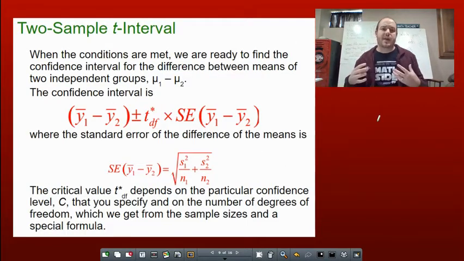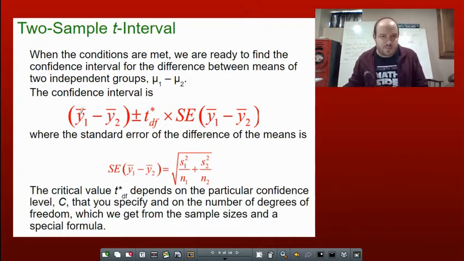So let's go ahead and get started with the first type. Remember, we have the two things we're going to look at today. We're going to look at the two sample t interval, which is our confidence interval, and we'll look at the two sample t test, which is our hypothesis test.